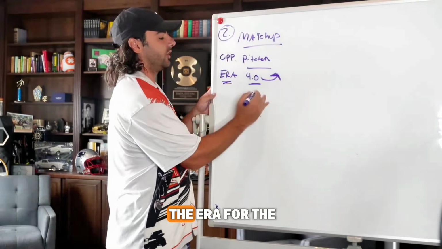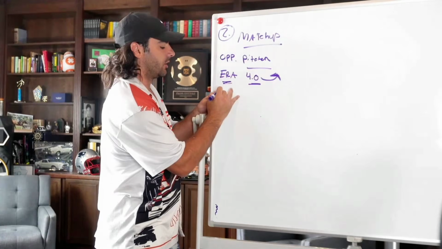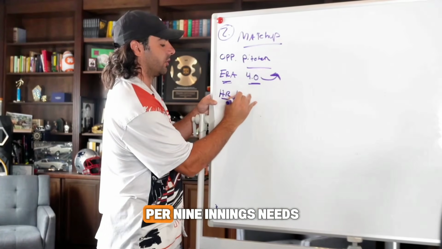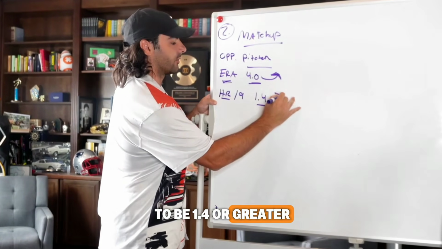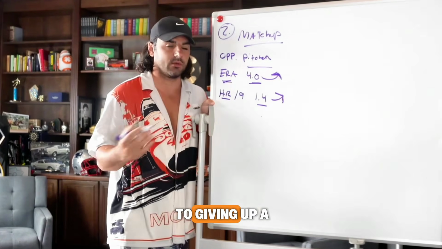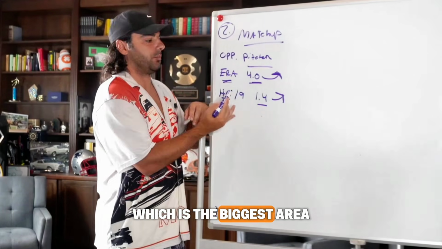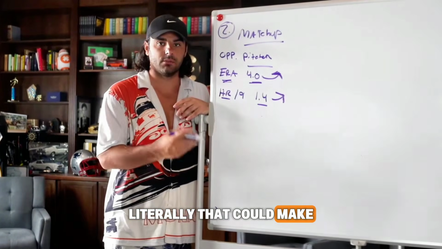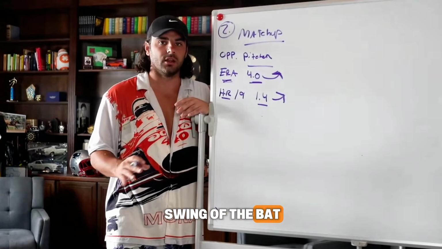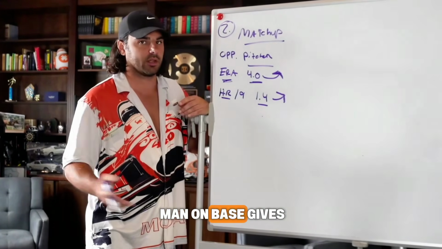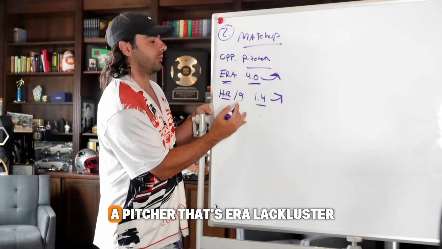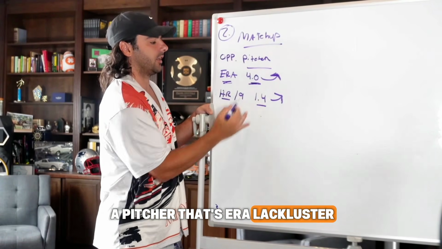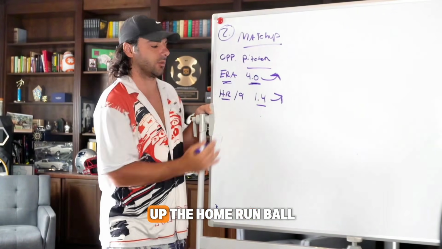Now, in correlation with the ERA for the opposing pitcher, their home run rate per 9 innings needs to be 1.4 or greater. This means they're susceptible to giving up a home run, which is the biggest area that could make you win in one swing of the bat, because one swing of the bat with 1 man on base gives you 2 runs and then bam, you won just like that. So we want a pitcher that's ERA lackluster and tends to give up the home run ball.